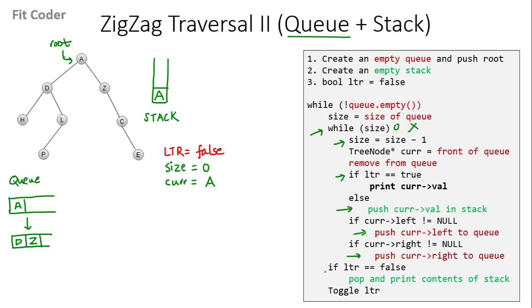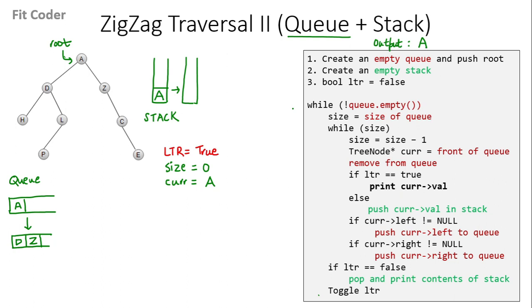And then we check if LTR is false. So LTR is false now, we pop and print contents of the stack. So let's say we are printing the output here. So the stack is now empty and the output will be A. And then we toggle the value of LTR. So LTR was false before, so it will be true now.